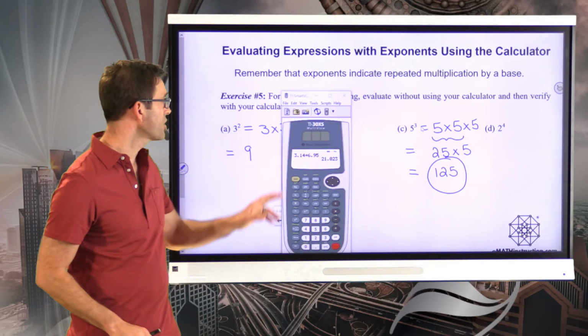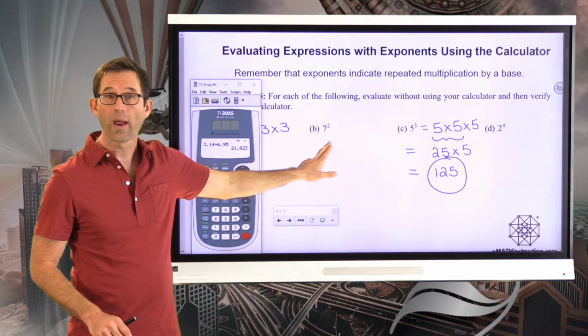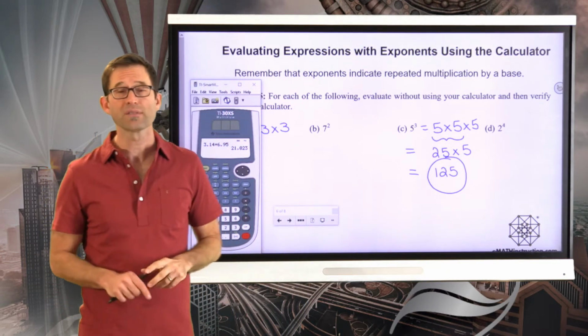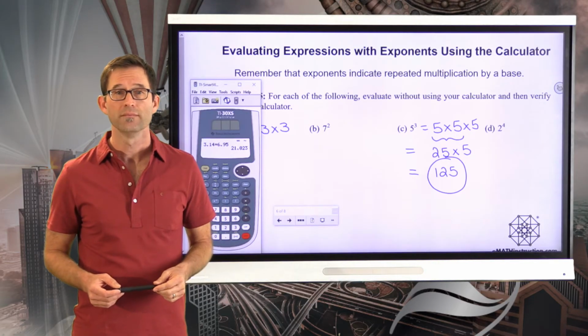Now again, without using your calculator at all, I'd like you to do 7 squared, or 7 to the second, and 2 to the 4th. Pause the video now, and then we'll use the calculator to see how we can do it on that as well.